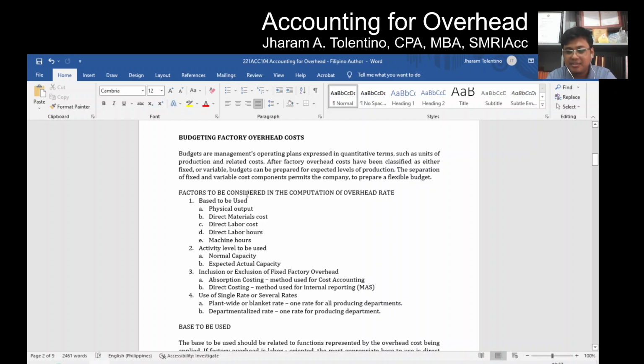Simplified siya. Kaya lang parang ang hirap mong intindihin kasi mahaba yung babasahin mo. Pero ito, yung next topic natin, napakasimple lang ito. Okay? So, budgeting factory overhead costs.